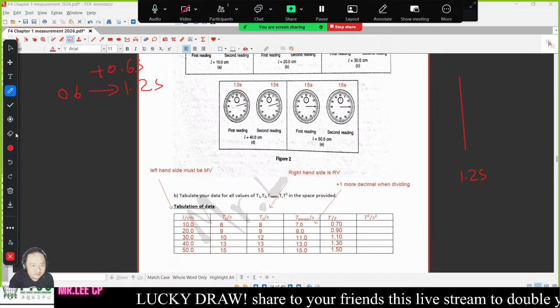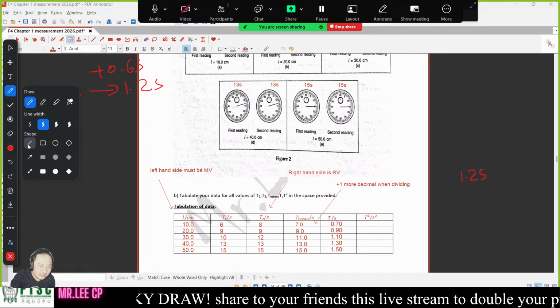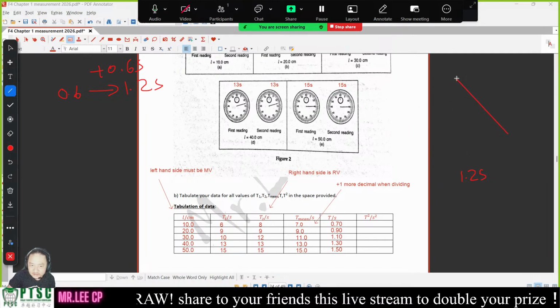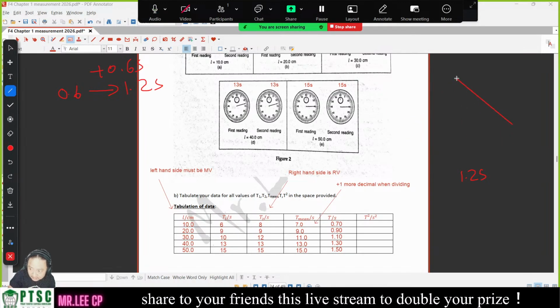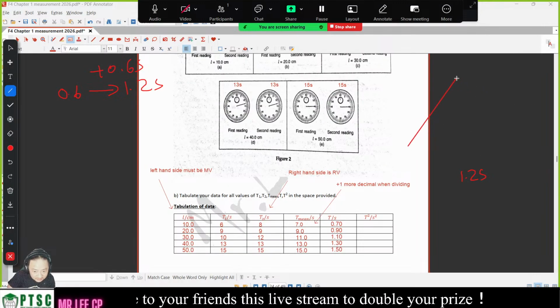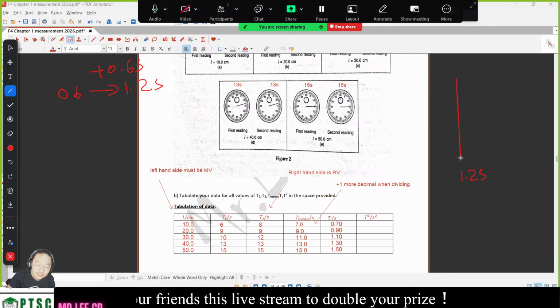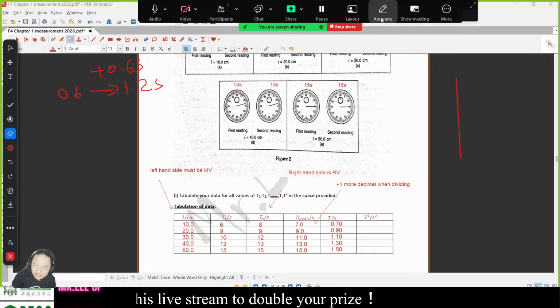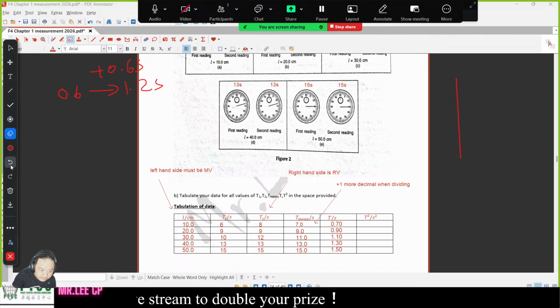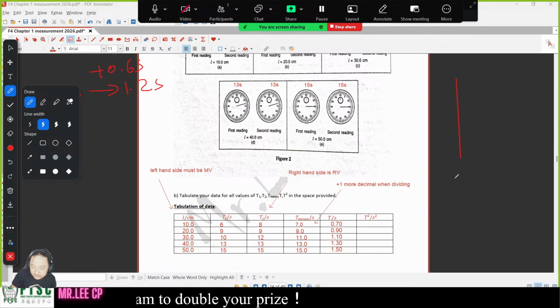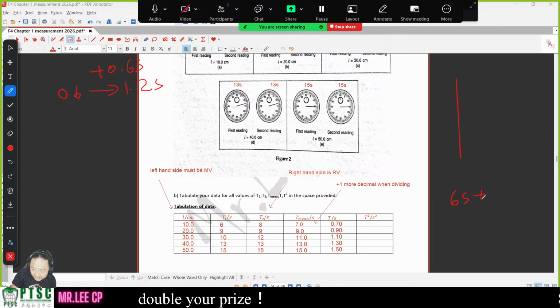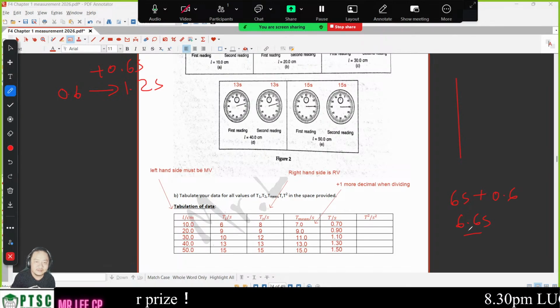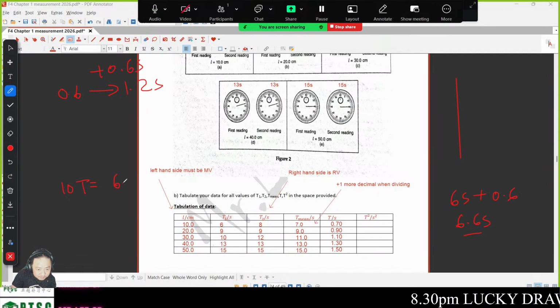Okay, never mind. What if I do 10 oscillations? So here, 1, 2, 3, 4, 5, 6, 7, 8, 9, 10, 6 seconds. But I got extra until here, I only then pressed it. So it's supposed to be 0.6 times 10, plus 0.6. I do 10 times, 6 seconds, plus my delay. Delay is 0.6 seconds, so it is 6.6 seconds. I only then pressed it. So for 10 oscillations, it is 6.6 seconds.